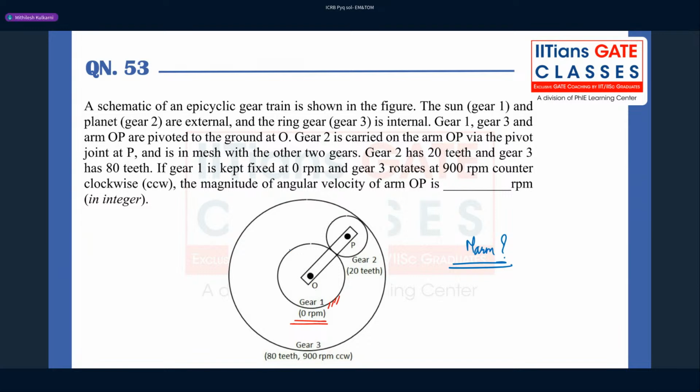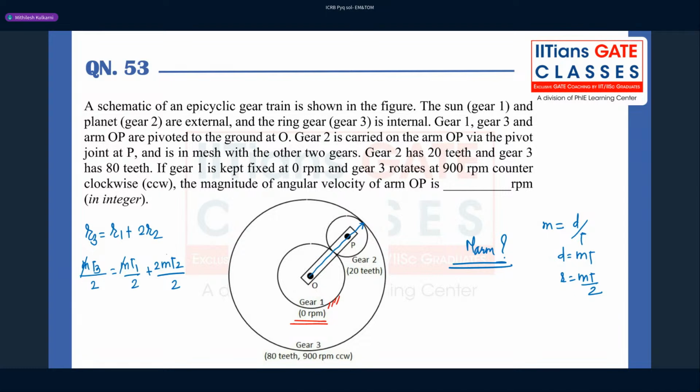At this stage, we know the radius of gear 3 is equal to radius of gear 1 plus diameter of gear 2, so that is 2 times radius of gear 2. Module is equal to d by t, so diameter is equal to module into t. Radius is equal to module into t by 2. So it's m t3 by 2 is equal to m t1 by 2 plus 2 times m t2 by 2.